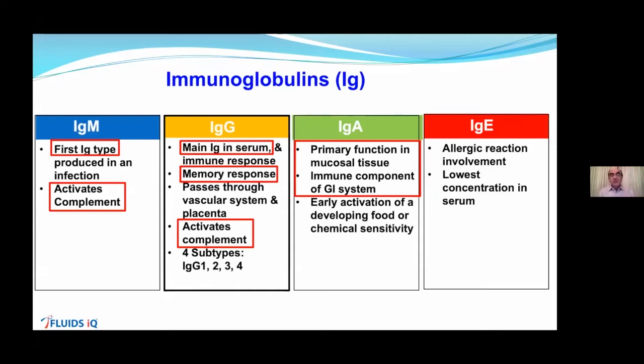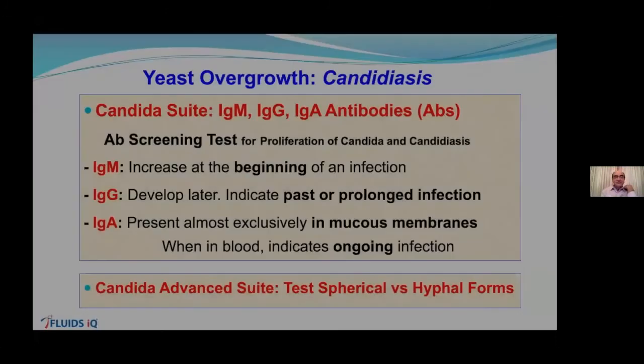Then there's IgG, which we're all familiar with. That comes on later. It lags by a few weeks or even a few months in certain cases. It is what we know as the memory immunoglobulin. It also activates complement. And of course, IgA, specifically secretory IgA, in the lumen of the gut. And its primary function is within the mucosal tissue of the gut. That's where it lives. Normally, it does not escape from there and will not normally show up in the blood, unless there is a very active infection.